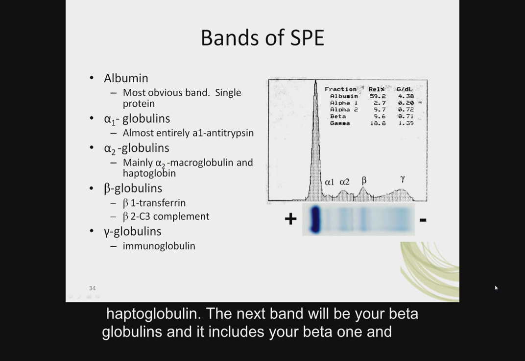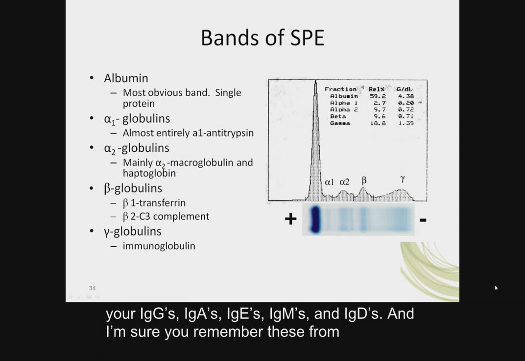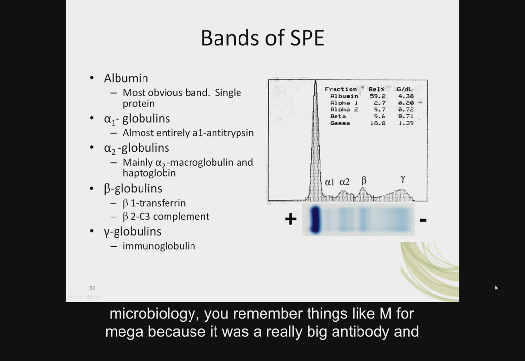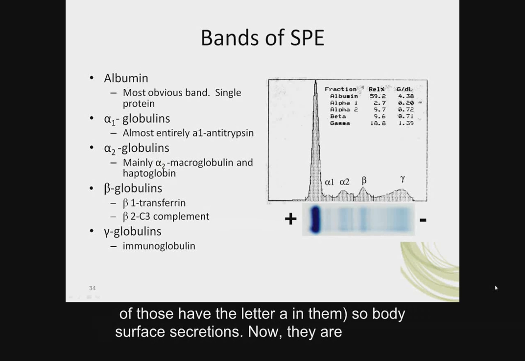The last band is your gamma globulins, your immunoglobulins. You know, your IgGs, IgAs, IgEs, IgMs, and IgDs. And I'm sure you remember these from micro. You remember things like M for mega because it was really big and had 10 binding sites. You remember things like IgA for saliva and tears and sweat, and all of those had the letter A in them. So they are body secretions, body surface secretions.